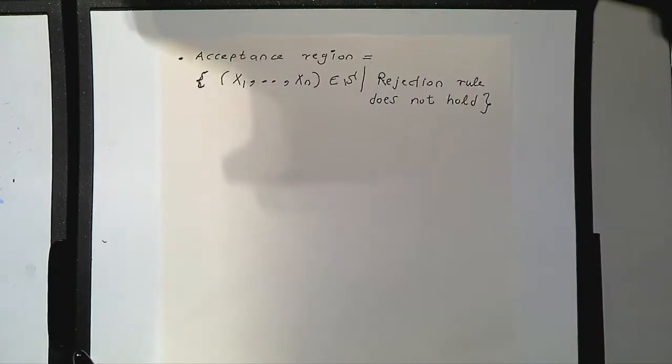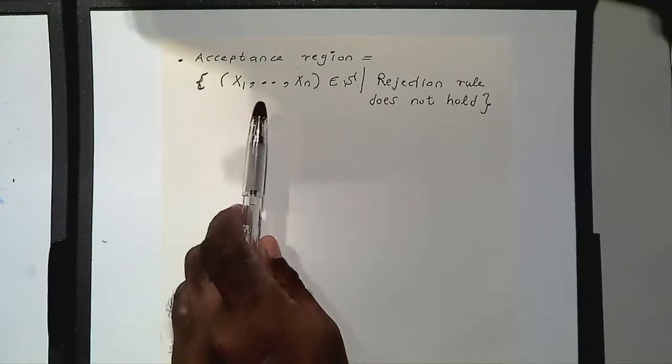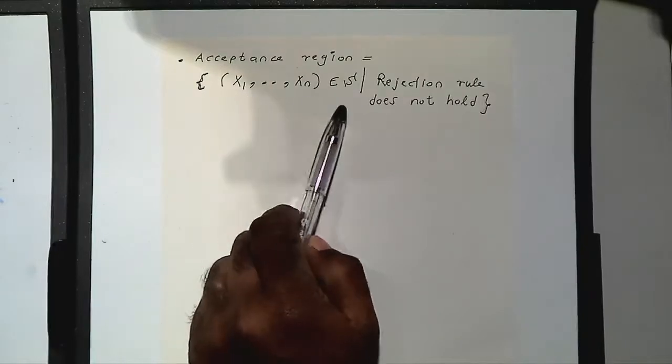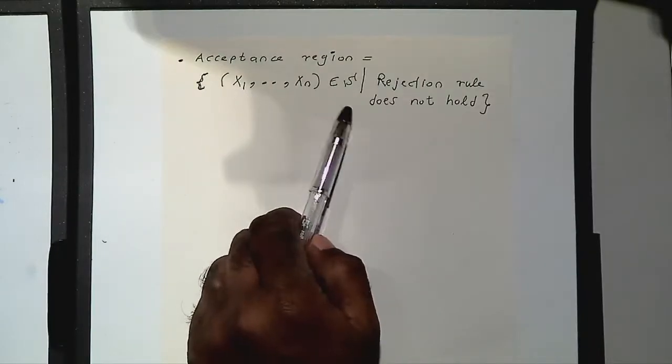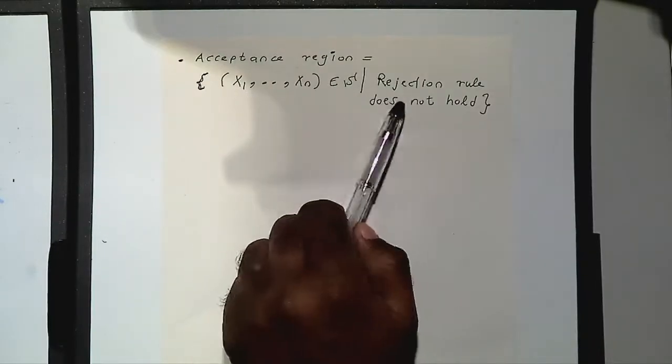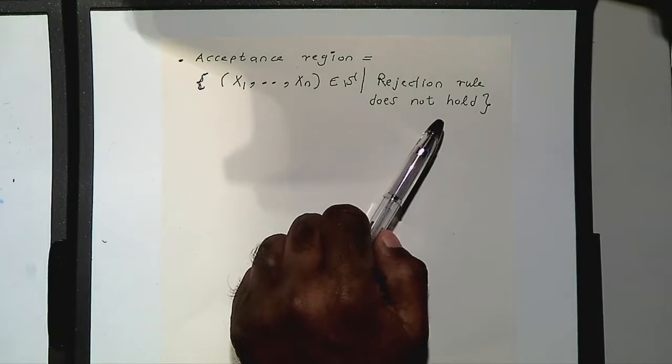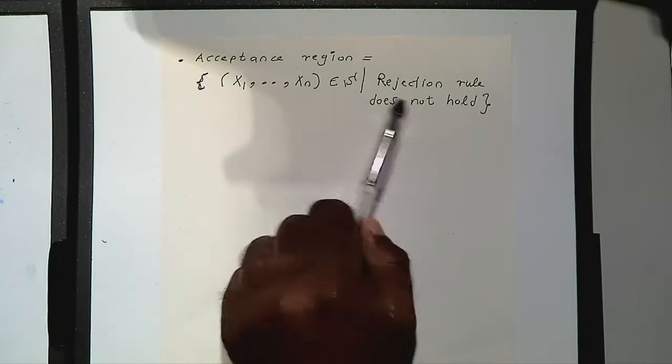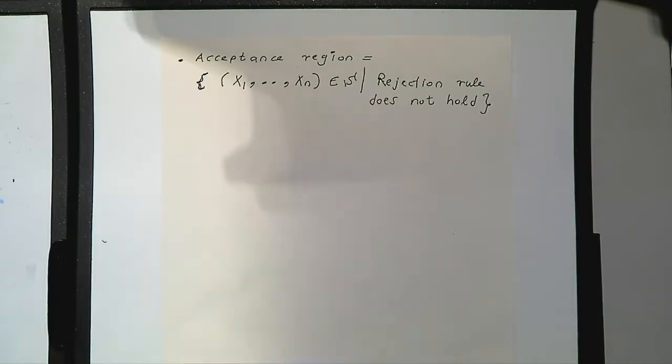And finally, the acceptance region is a set of all data belonging to the sample space such that the rejection region does not hold, right? All right, this set is known as the acceptance region, right? Now then, this is kind of a summary of what I did on Monday, if you were not here.